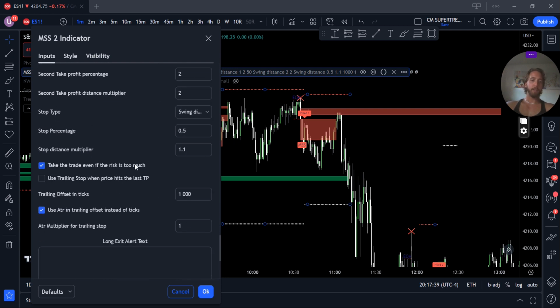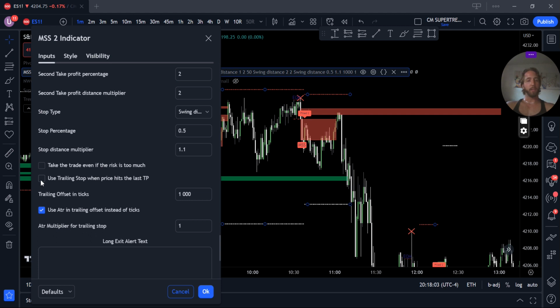And then here is, I guess, trying to make sure that you're not leaving anything on the table. Actually, first we have add the take profit even if the risk is too much. I like to uncheck that because if it is too much, I'm not going to have it trade.